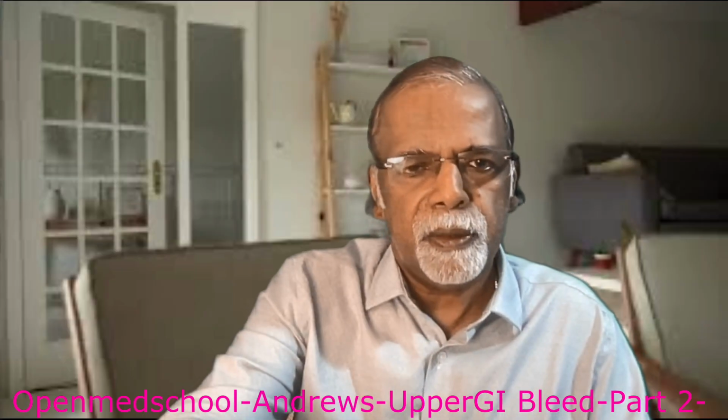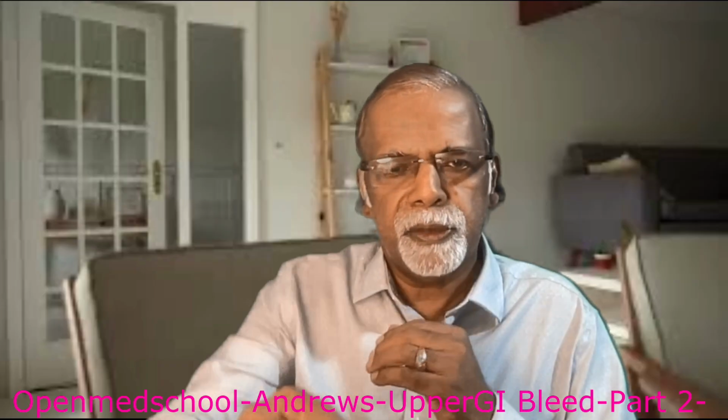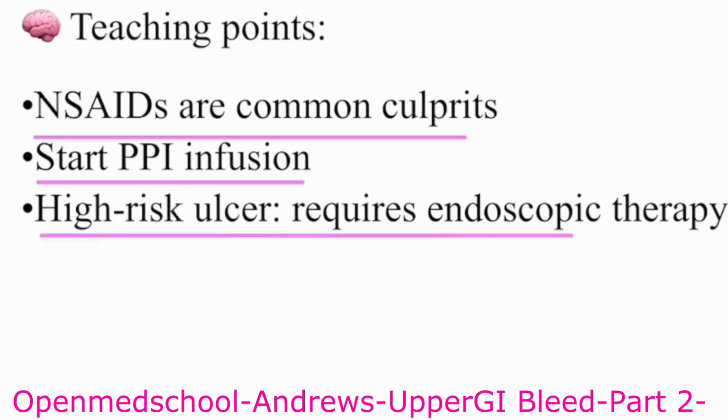Endoscopic intervention: the patient should undergo endoscopy within 24 hours depending upon etiology. Interventional radiology can be considered if the bleeding is intractable. So the learning points: NSAIDs are common culprits. Start PPI infusion. High risk ulcers require endoscopic management.